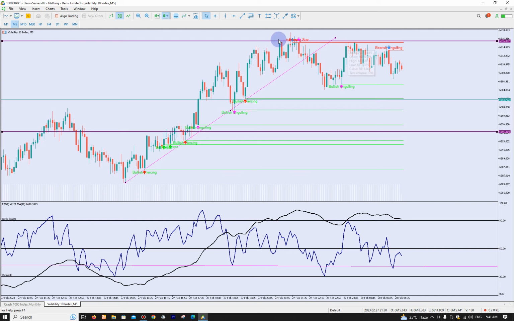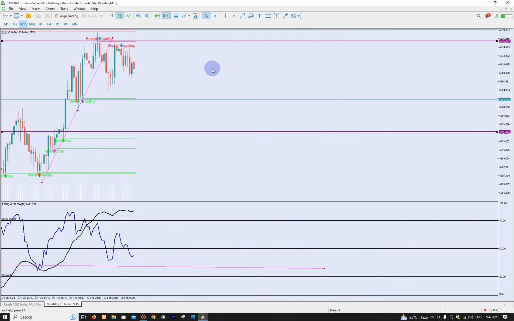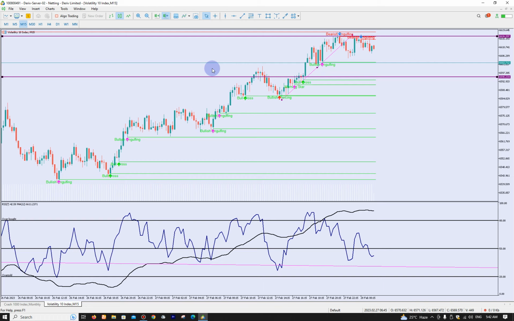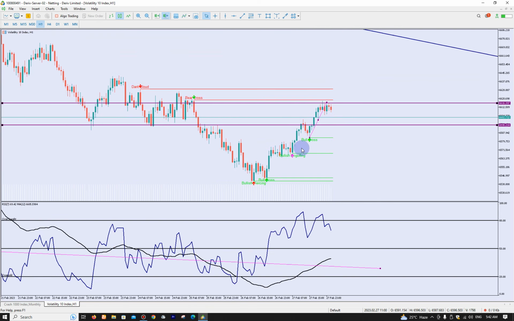As long as we have this strong rejection, this horizontal line is a strong area where price has been rejected multiple times. This is what is currently trending, looking at it from the 15 minutes time frame, and if you go to the 1 hour time frame, you can see. So what do you do? You can actually place a pending order.